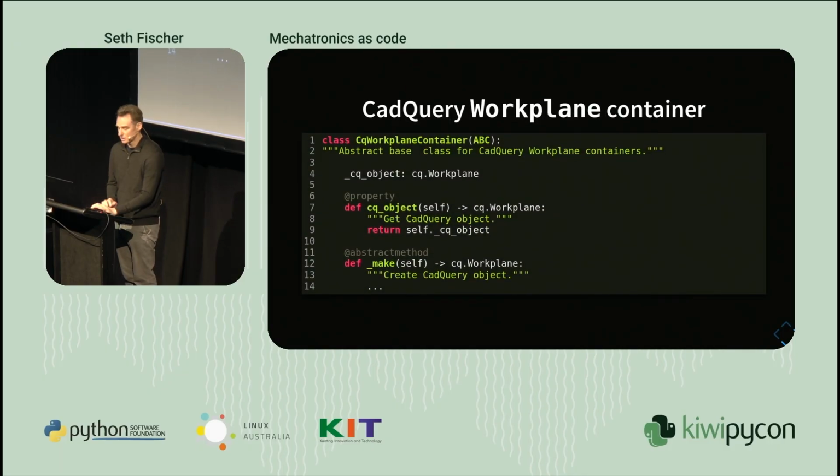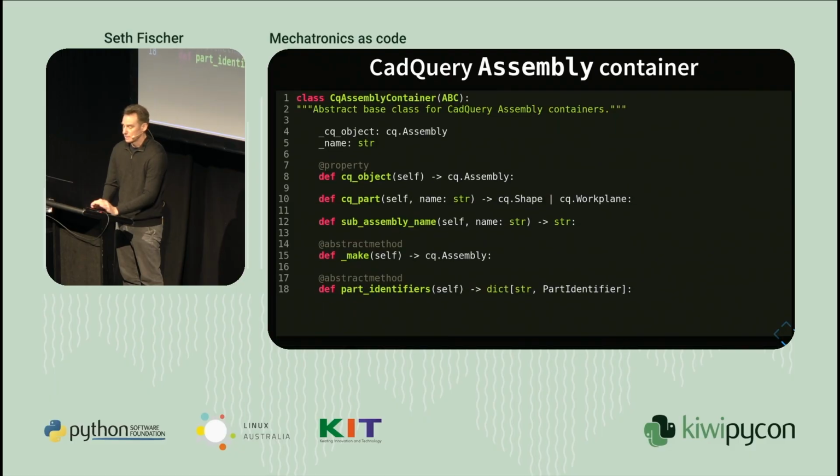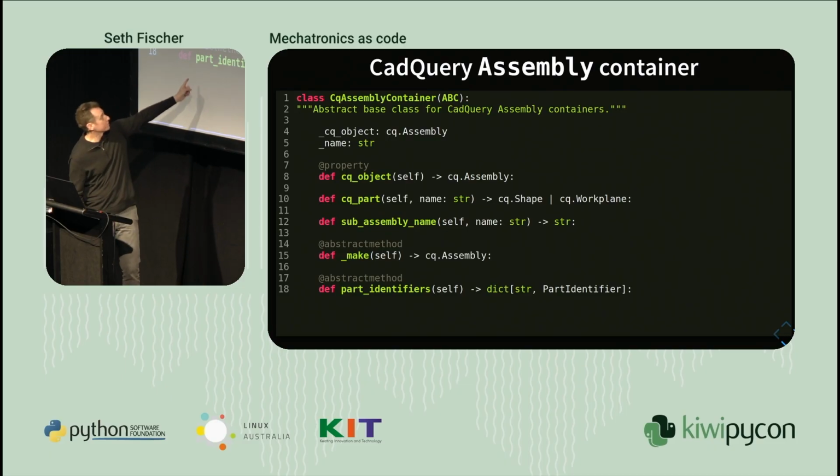Now, I spent quite a lot of time structuring my project at the beginning because it's more than just a single script. I developed my own abstract base classes to wrap the CadQuery code. This abstract base class wraps a work plane object. This one wraps an assembly, and it's got helper functions for generating the bill of materials.